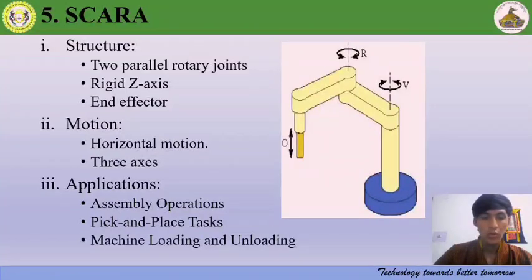Now I'm going to talk about the motion of SCARA. There are two types of motion. The first one is horizontal motion. SCARA robots excel in precise horizontal movement, so they can move precisely in horizontal directions. And the second one is a three-axis motion. Two rotary joints for the XY movement and one linear joint for the Z-axis movement.